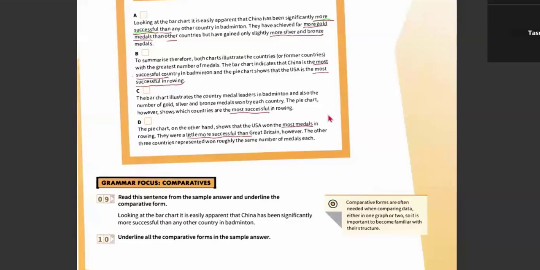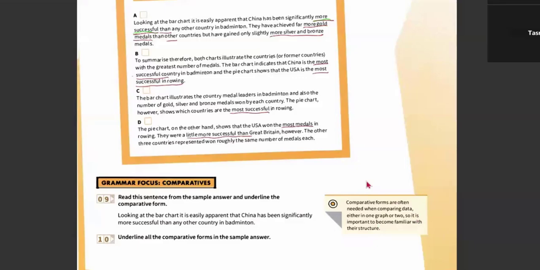So they're comparing the success rate, and they are also emphasizing the success rate by adding another adverb to it, that is significantly. So significantly more successful than. So significantly is emphasizing the level of success that China has come across. Okay, so let's see the note that is given here. Comparative forms are often needed when comparing data, either one graph or two. So it's important to become more familiar with their structure.